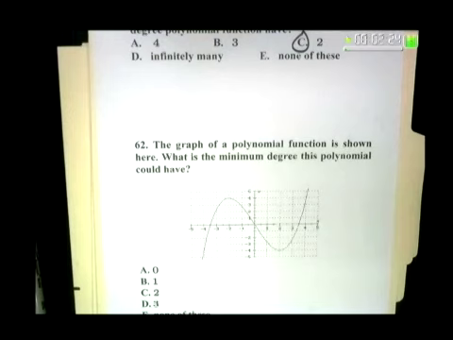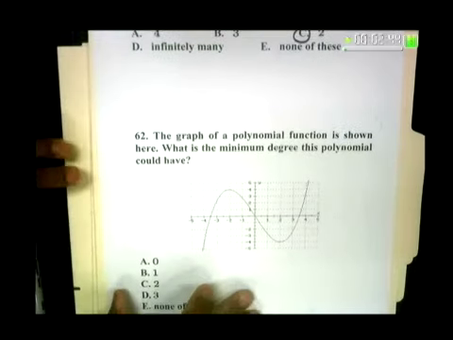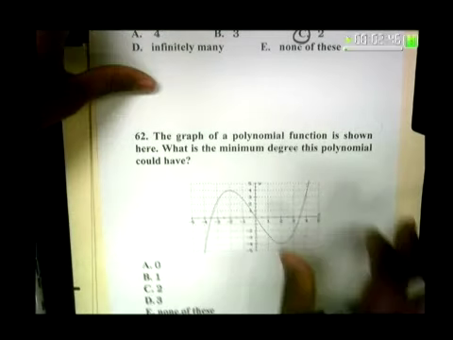So we have a polynomial. It looks like it might be what degree? It looks like it might be 3. We don't necessarily know for sure, because maybe we just have a snapshot of it, but it looks like a cubic. So what we want to know is, given the graph, what is the minimum degree? And so the minimum degree would be, hold on, let me just fold this.